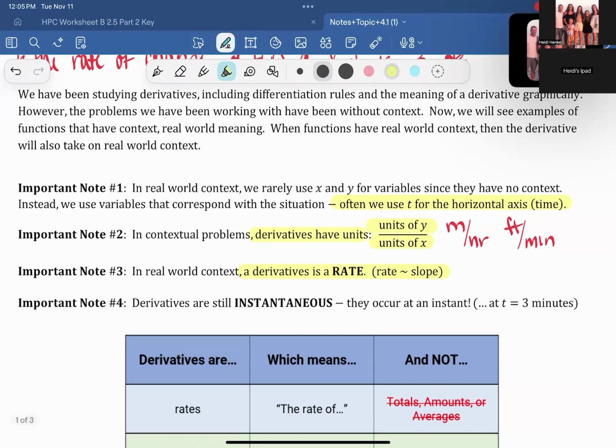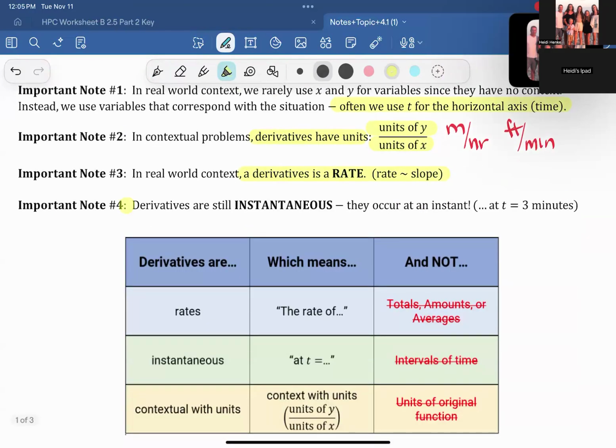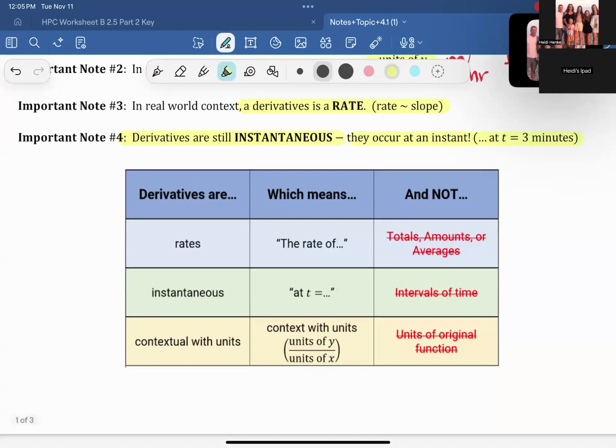Okay. And derivatives are still instantaneous, meaning they occur at a specific instance. So when you first learned derivatives, we took the picture on the roller coaster at that specific time, not the average from this time to this time, but what is the speed at that specific moment? This is the same thing. It's still at a specific moment. So rates mean the rate of change of this, instantaneous at the specific time.